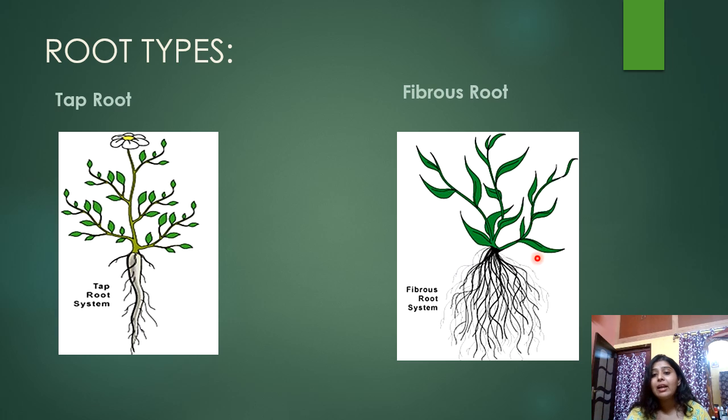But where can we find fibrous root? See, these are fibrous roots. Small hair-like fibrous roots are there inside the ground. We can see them in maize, rice, banana plant. We can find this type of fibrous root.